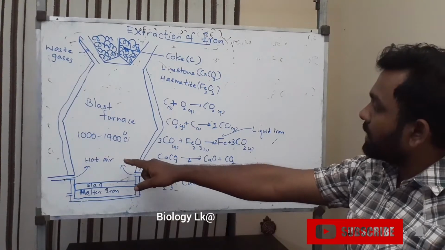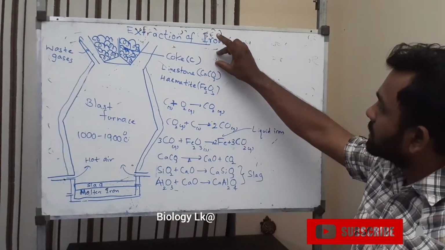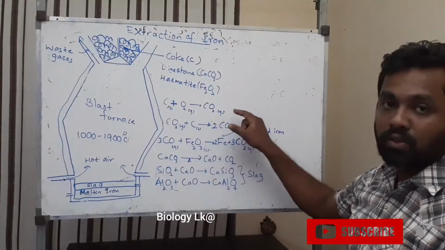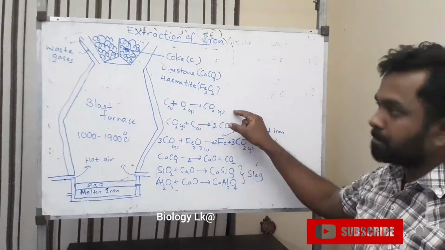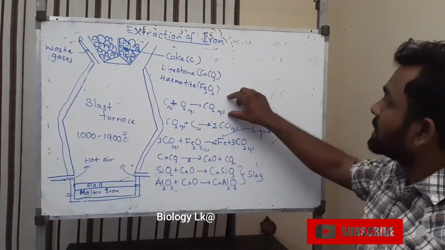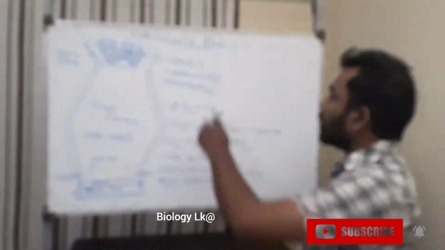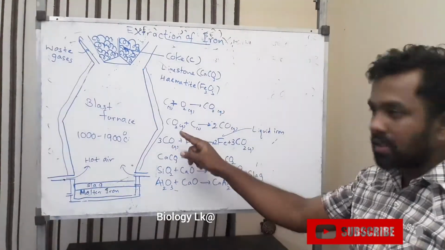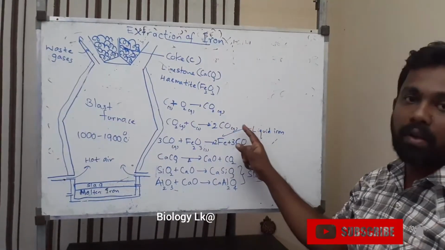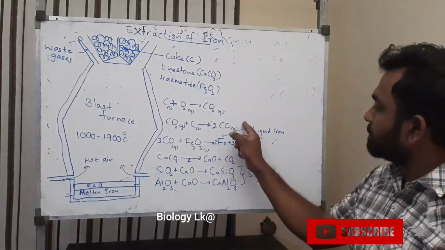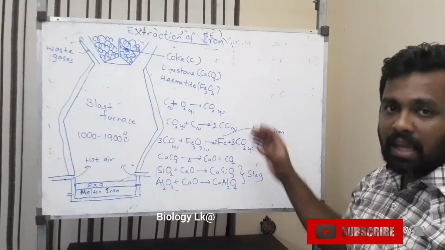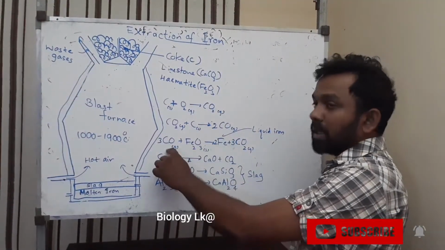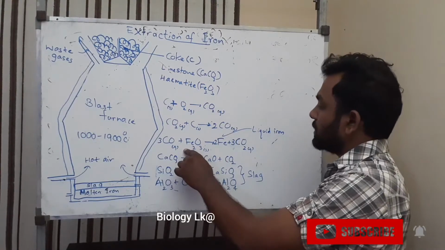Then that hot air will react with the coke in this mixture. Coke plus oxygen will produce carbon dioxide. Then this carbon dioxide is further going to react with the coke, and due to the reaction between carbon dioxide and the coke, it will produce carbon monoxide. This carbon monoxide has an oxygen requirement. Therefore, it can act as a reducing agent.